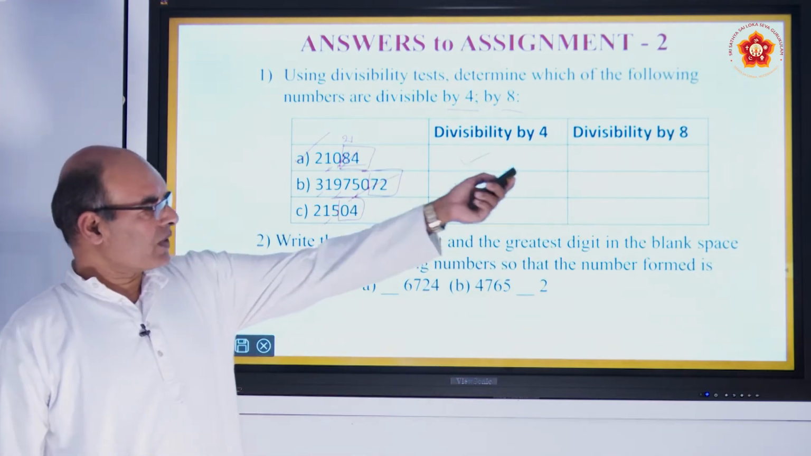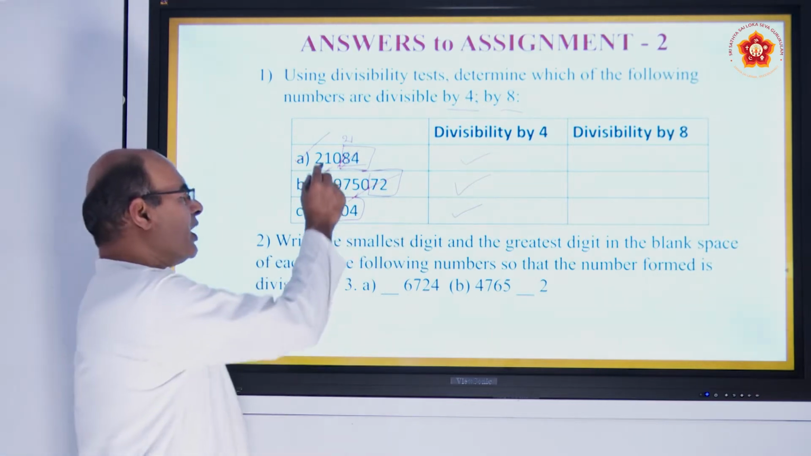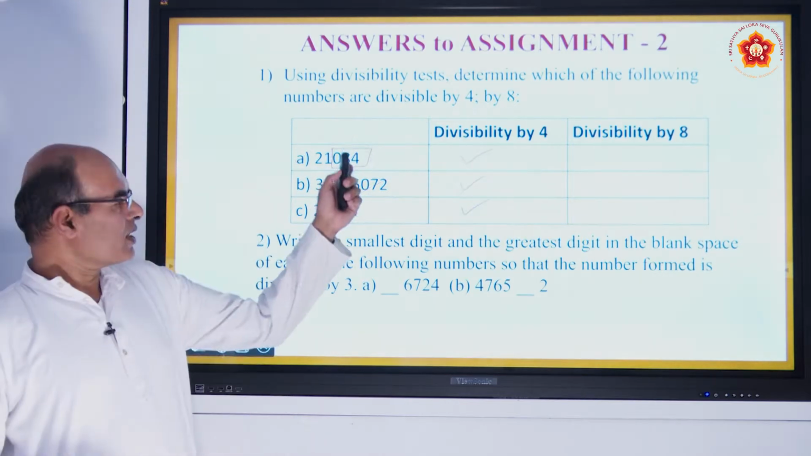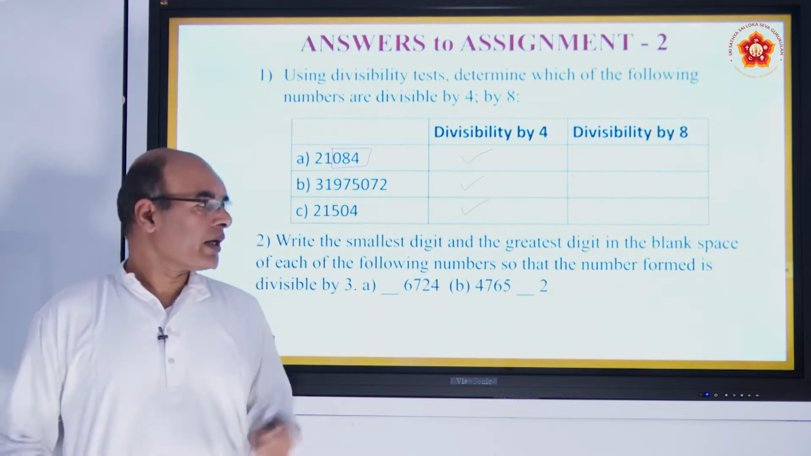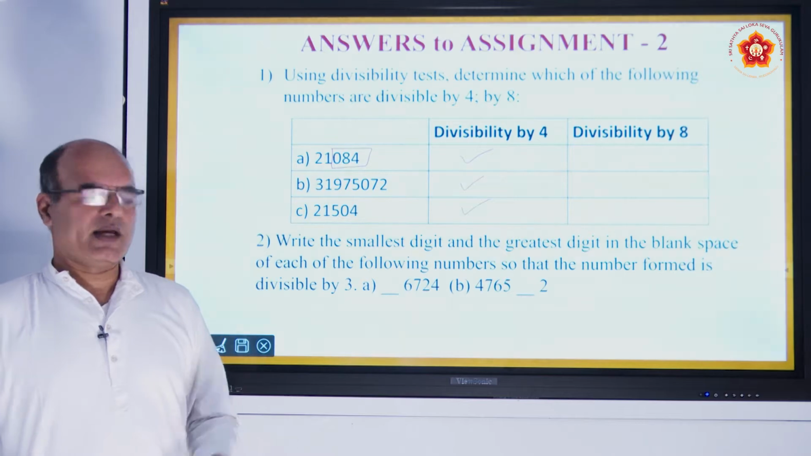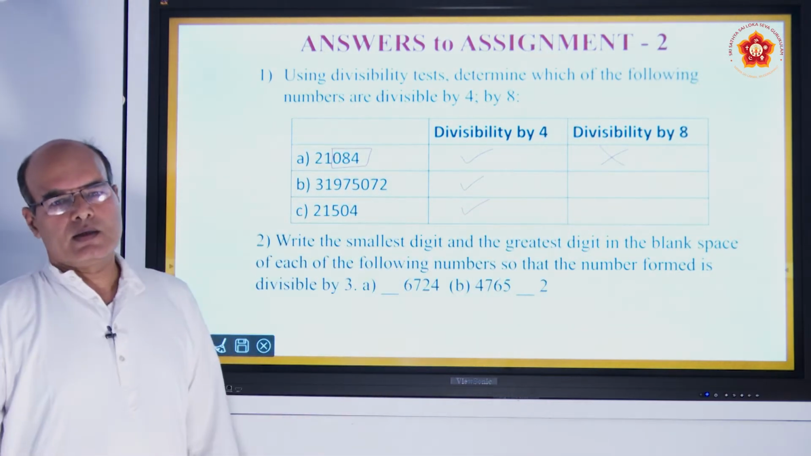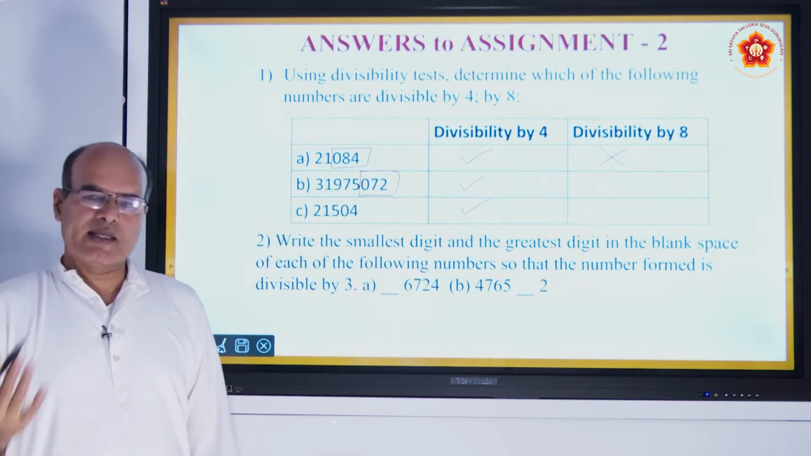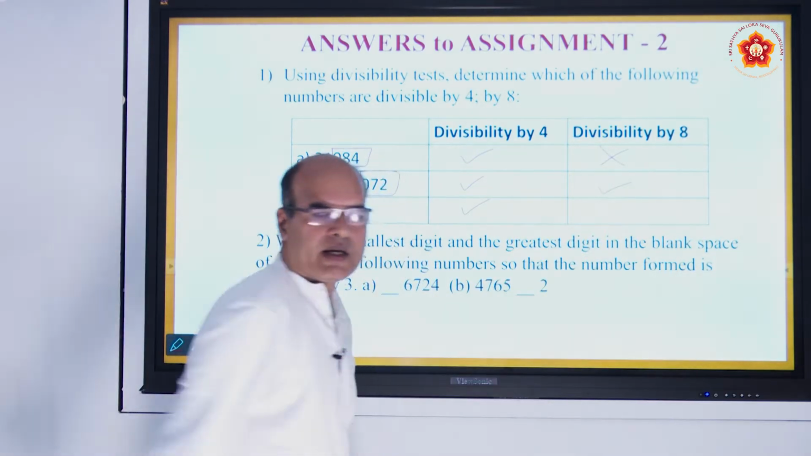The divisibility test for 8 is similar to the divisibility test of 4, but the only difference is that here we have to take the number formed by the last three digits. The first one is 084. You know that 84 will not come under the 8th table. 8 10s are 80, 8 11s are 88. 84 will not come. Therefore the first number is not divisible by 8. What is the second number? The number formed by the last three digits is 072. 8 9s are 72. It is divisible. Therefore that entire number is divisible by 8.